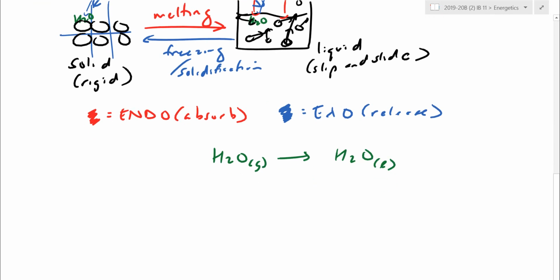Ask yourself which side has more energy. We know it's a physical change, so not surprised it's water and water. But what's happened here is gas has become liquid. I would argue gas has more energy. Liquid has less. The energy has to go somewhere.